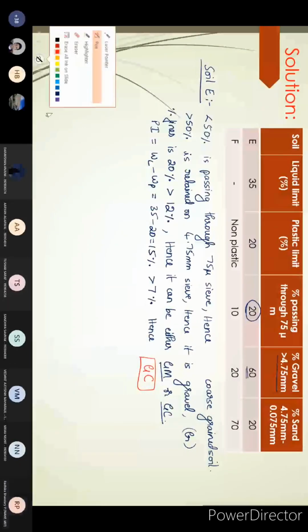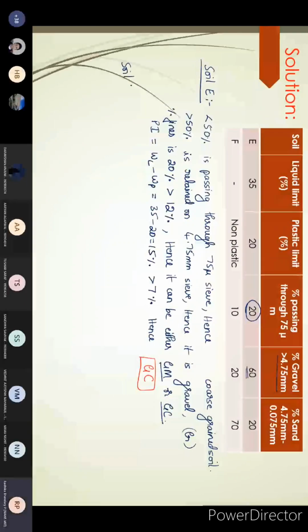So next we'll go for the next soil. Classify this. So what type of soil? Coarse grained or fine grained?